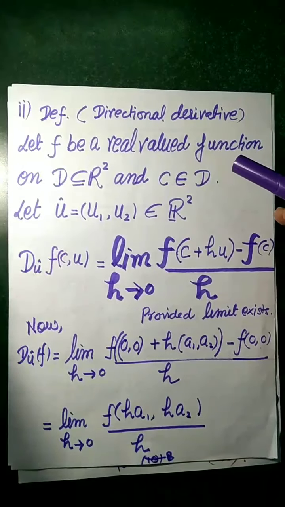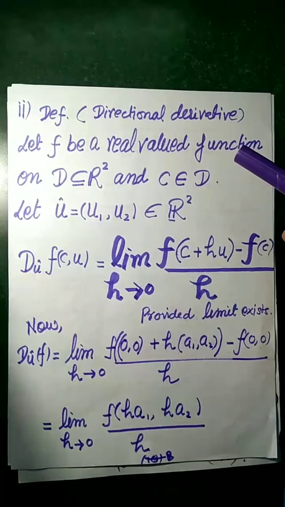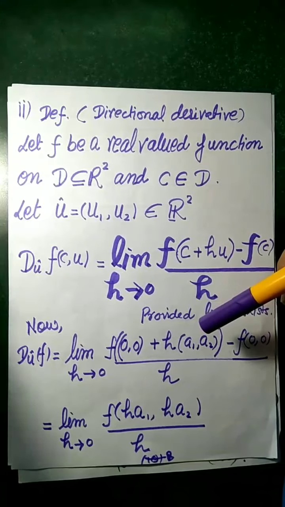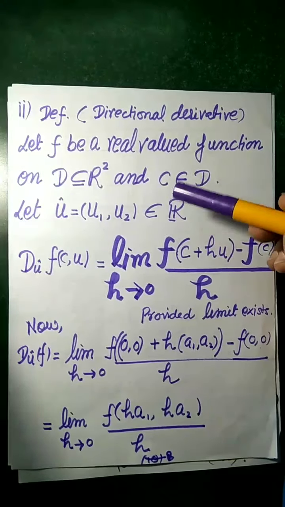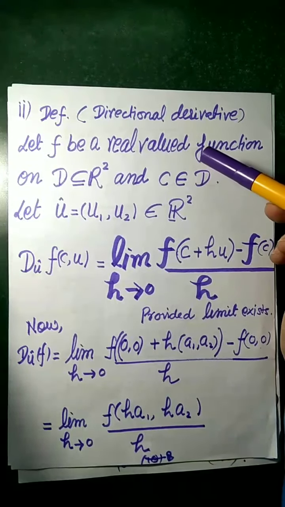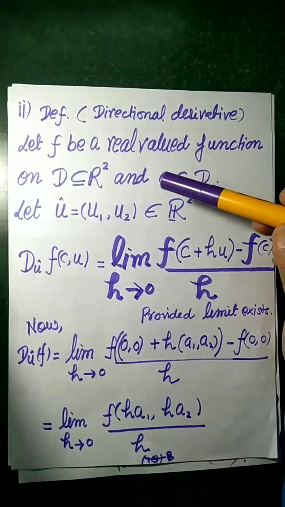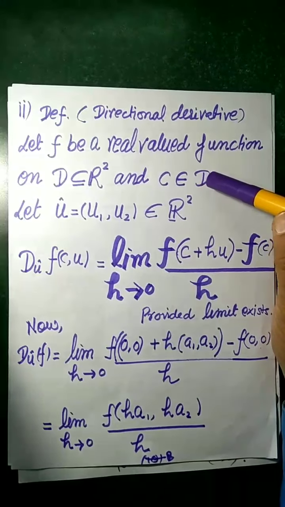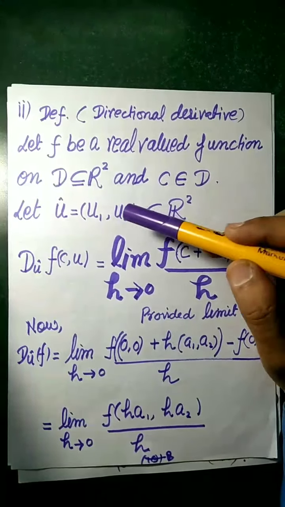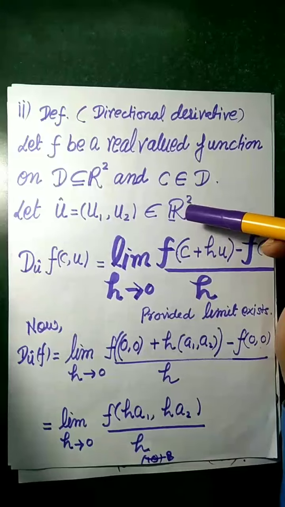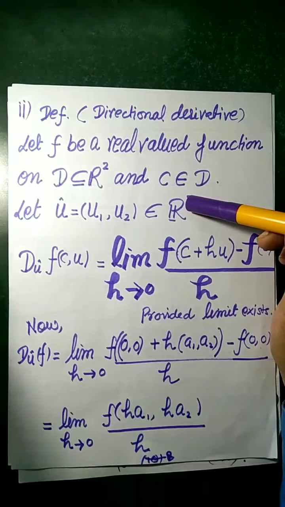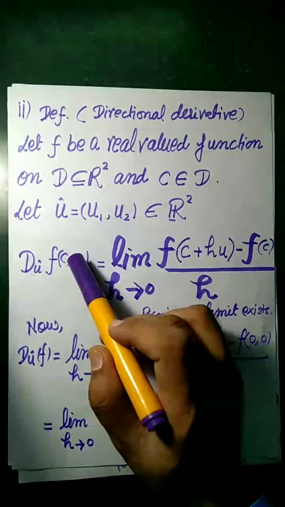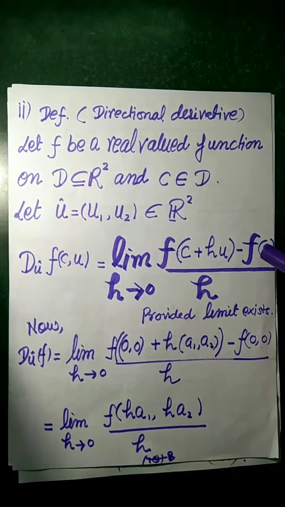Now we want to obtain the directional derivative. So this is the basic definition of the directional derivative. Here f is a real valued function and D is an open subset of R2, and c is any point. Let u equals (u1, u2) be a point in R2 space. Therefore, the directional derivative in the direction of u is given by this.